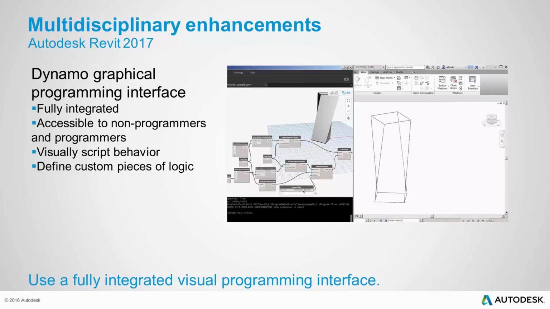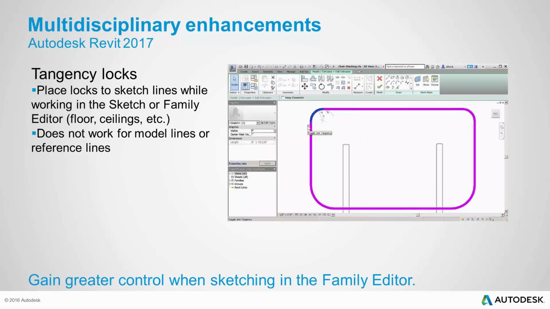So it's a really powerful tool, and I think looking at some of the classes that are available can really give you an idea of what you can do with it. Another feature, a smaller one, is the ability to lock the ends of two lines as tangent to each other. This is available in the family environment as well as sketch-based elements of the project environment. It allows you to encode the behavior of that sketch so it works predictably and maintains that lock between those two curves.